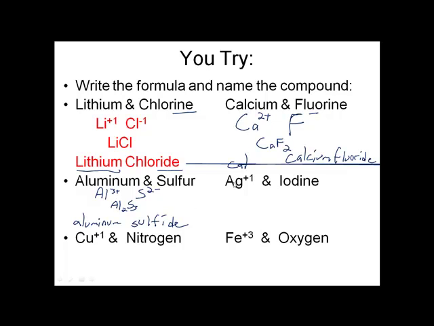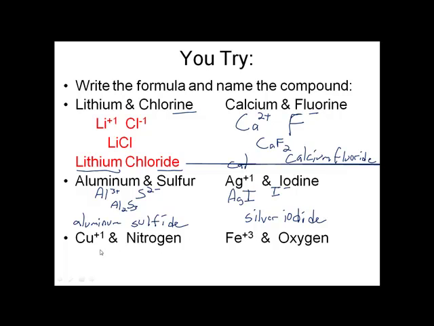Ag is silver, it has a +1 charge. Iodine is I with a -1 charge. They balance each other out. So our formula then is AgI, and our name is silver iodide. Again, the ending just changes from "ine" to "ide."